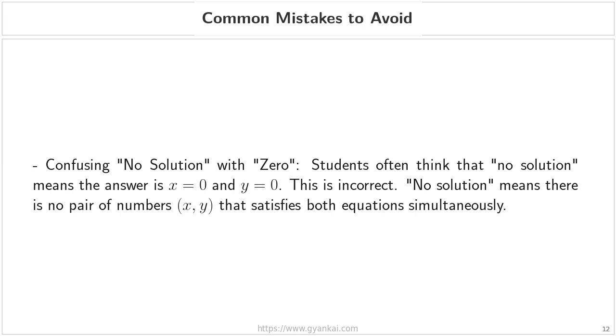As we discussed with the parallel railway tracks in our earlier example, no solution means that there is no pair of numbers, x and y, that can satisfy both equations at the same time. There is no point of intersection at all.